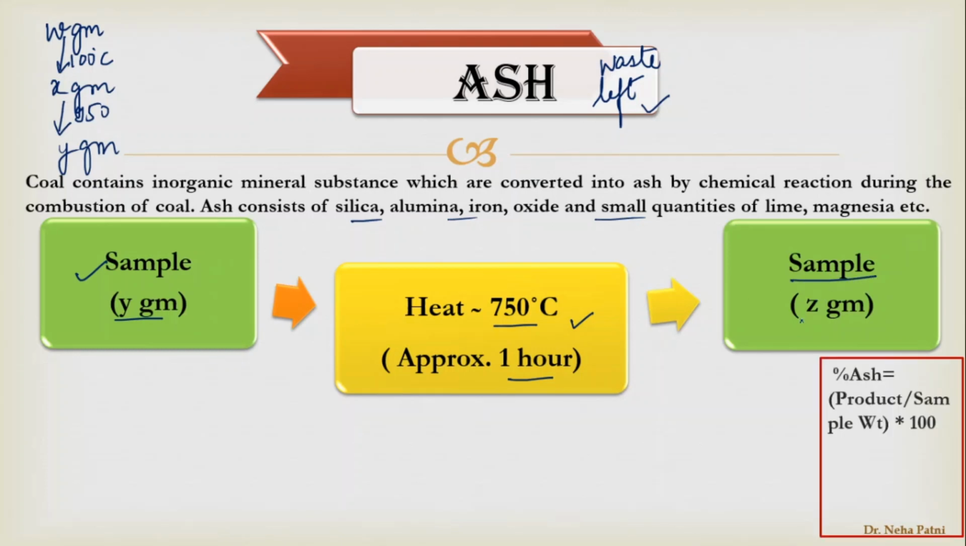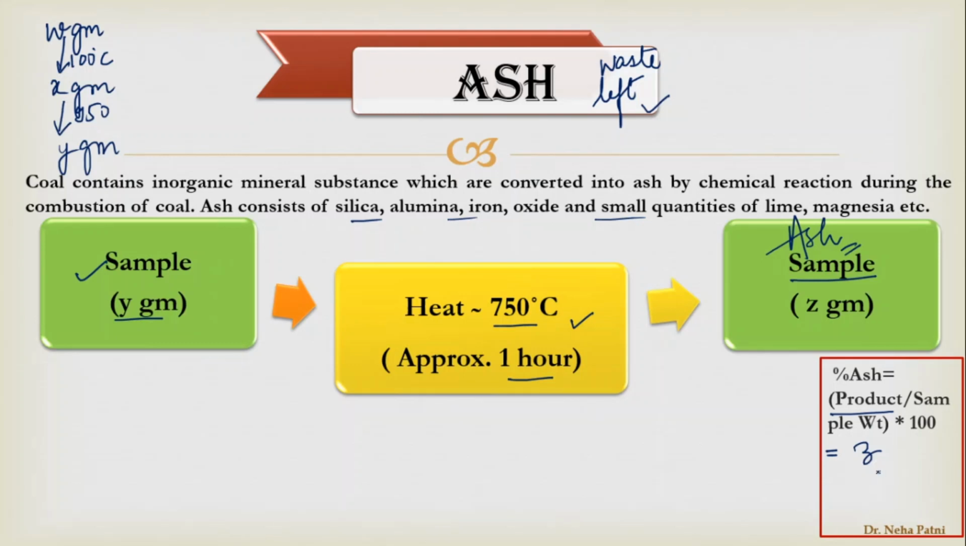Now if I want to calculate percentage ash, I hope this time you will not say that it is loss in weight, because loss in weight means whatever is gone. But here whatever is gone is not ash. In fact, whatever is left after combustion is ash. So what you have to write here is Z gram, right?